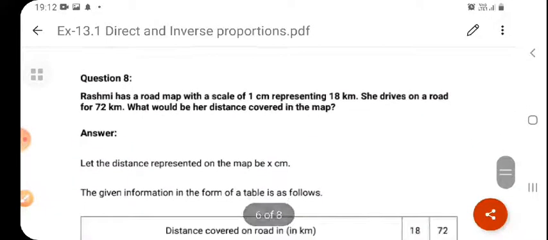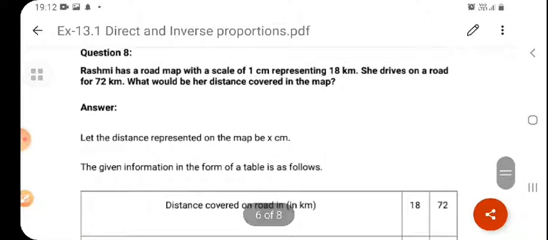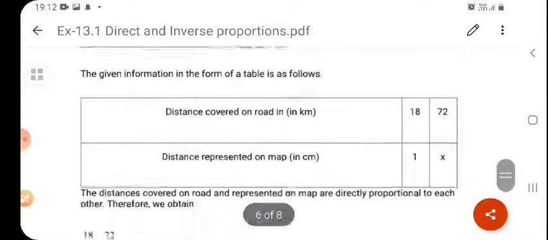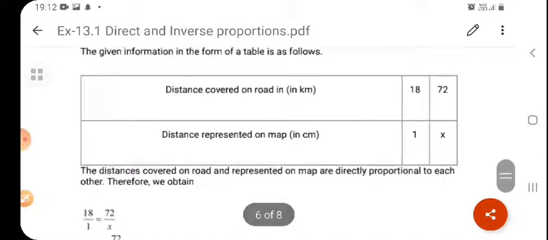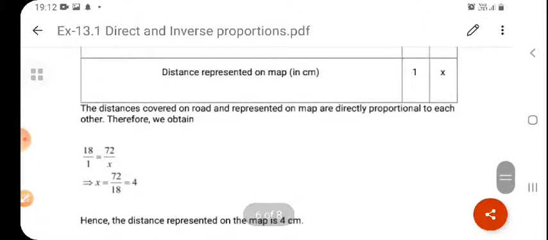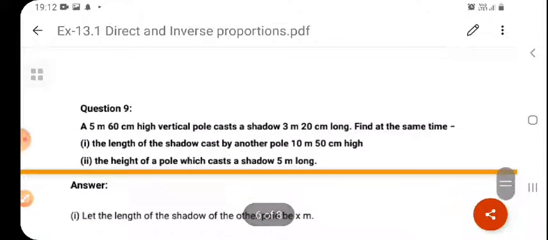Question number 8. Rashmi has a road map with a scale of 1 centimeter representing 18 kilometers. She drives on a road for 72 kilometers. So here kilometer and kilometer are taken as distance in the first row, and the scale is taken in the second row, that is 1 and x. Calculate the value of x by equating the values of the two columns: 18 upon 1 is equal to 72 upon x. We will get the value of x. The distance represented on the map is 4 centimeter.